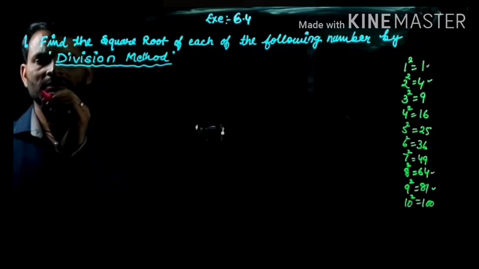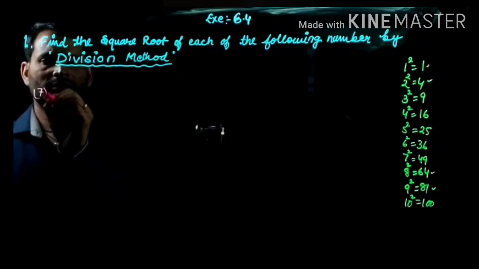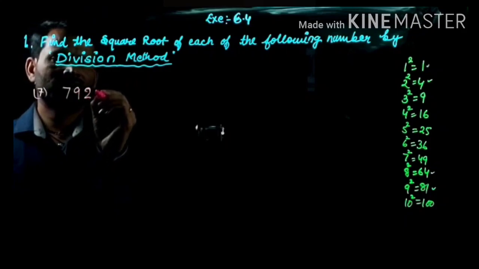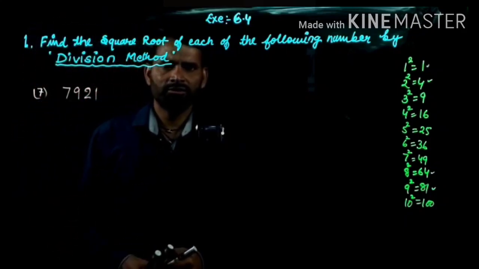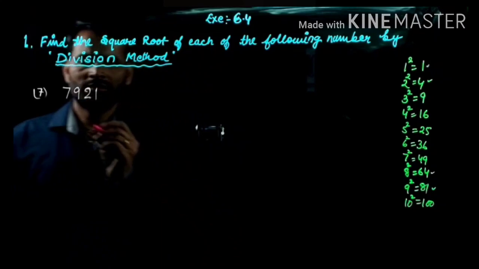Next number is 7921. 7921. Okay, now solve.